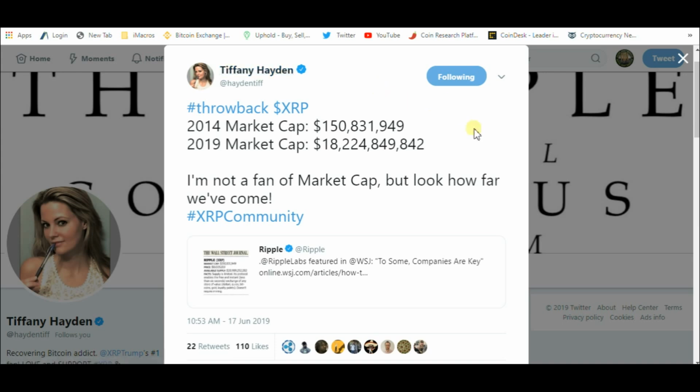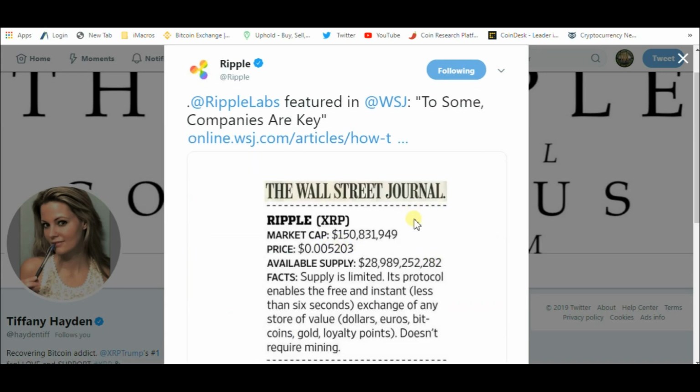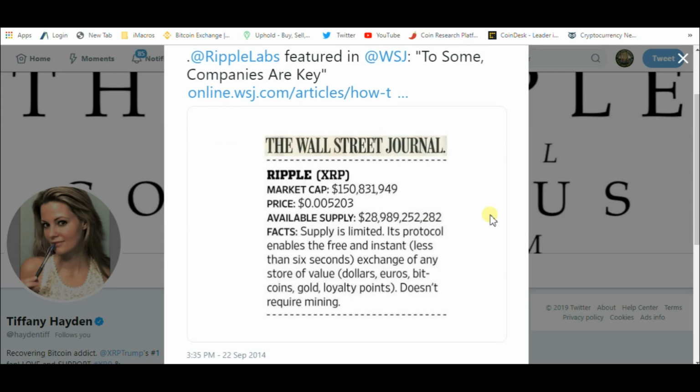She tweeted this out. Throwback XRP. 2014, the market cap was 150.8 million. 2019, the market cap is 18.2 billion. I'm not a fan of market cap, but look how far we've come. And she's tweeting an article from the Wall Street Journal. It's not an article, but just a little snippet, I think, that was in the Wall Street Journal.